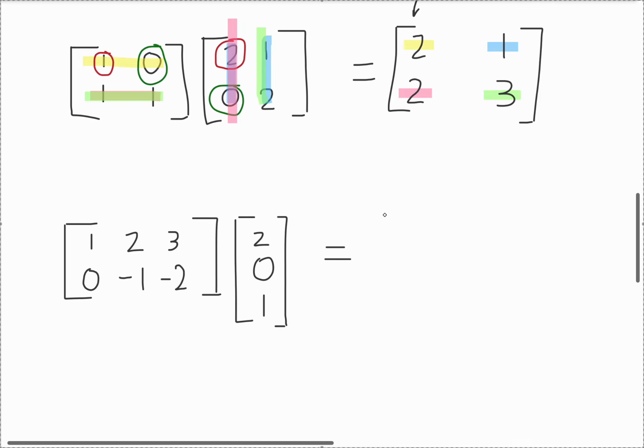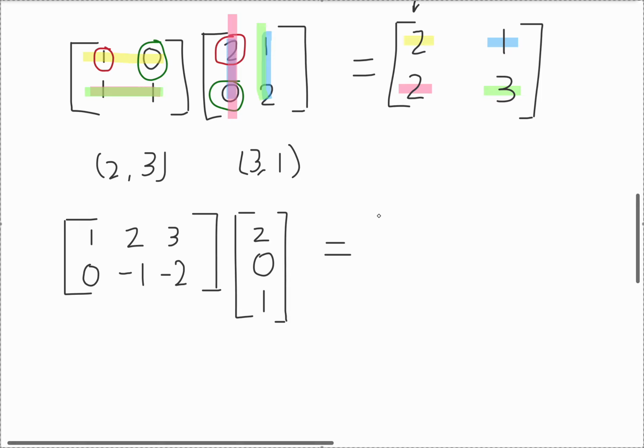Let me do one more example here. Notice these had the same dimensions of 2 rows by 2 columns, 2 rows by 2 columns, but that doesn't necessarily have to be the case. Here we have 2, 3 by 3, 1. So first row, first column. 1 times 2 is 2, 2 times 0 is 0, 3 times 1 is 3, 2 plus 3 is 5, so this will be 5.